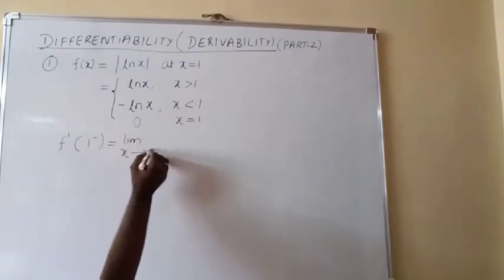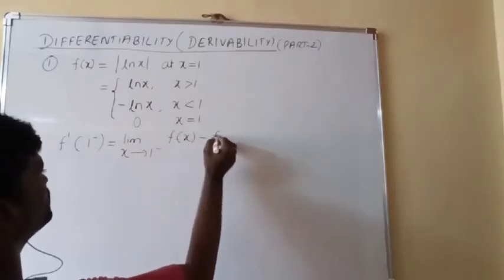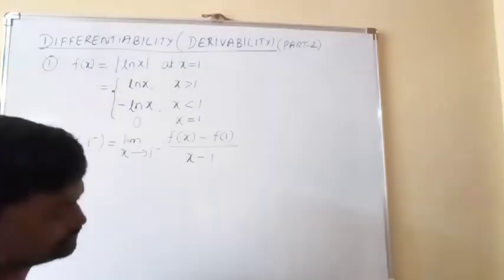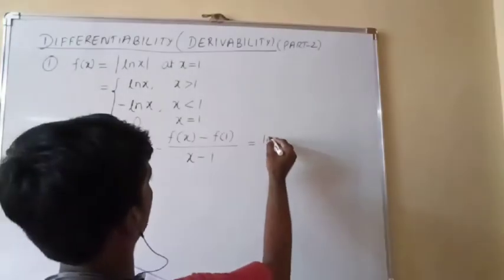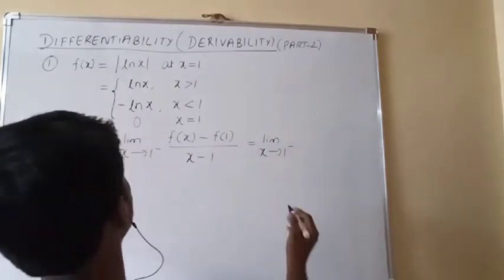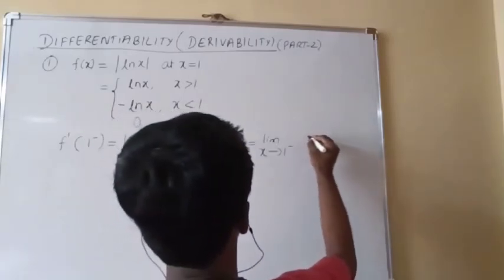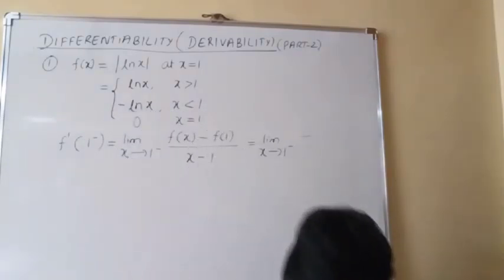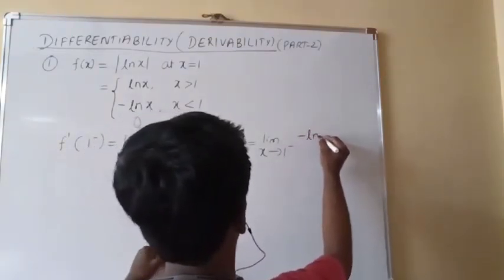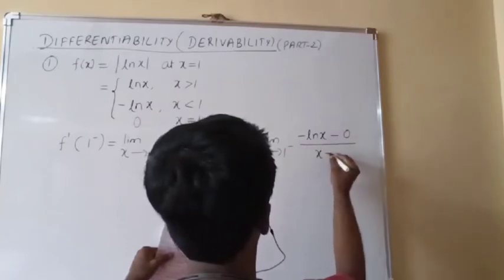Then if you find the left hand derivative using the definition, f dash of 1 minus is equal to limit x tends to 1 minus, so what is the definition? f of x minus f of 1 divided by x minus 1. So limit x tends to 1 minus f of x, when x tends to 1 minus means x less than 1, what is the f of x? Minus log x, minus log x minus f of 1 which is 0, divided by x minus 1.